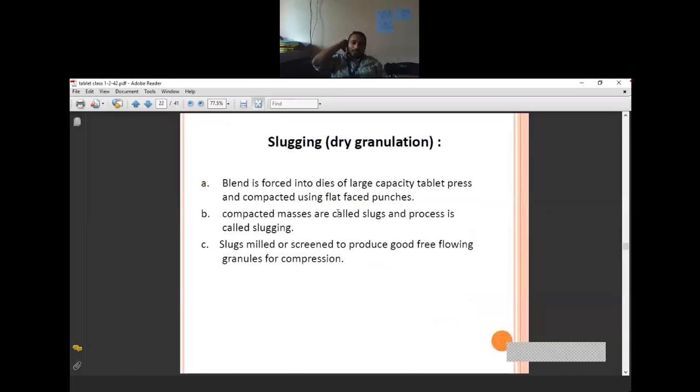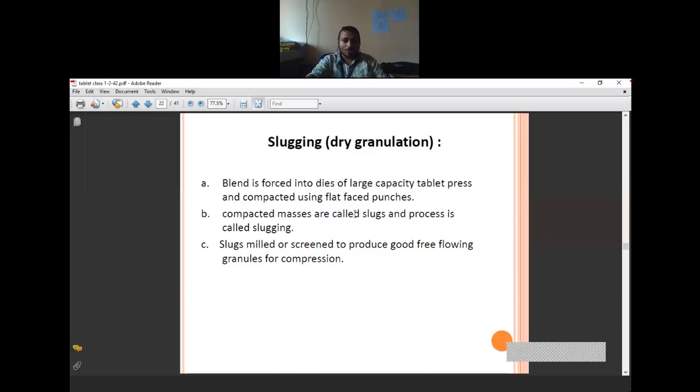So what is slugging? Slugging means the blend is forced into the dies of a large capacity tablet press and compacted using flat-faced punches. The compact masses are called slugs and the process is called slugging. What is another name for dry granulation? It is called slugging, and the granules after compression are called slugs. Slugs are milled or screened to produce good free-flowing granules for compression. After proper mixing, when we prepare the granules, they are called slugs, and it is very simple.